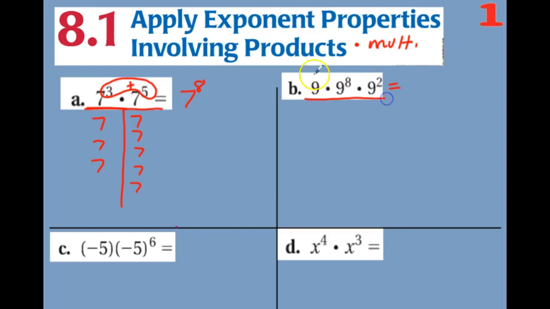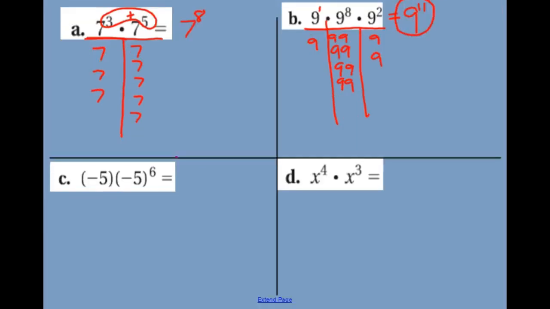We have 3 terms here. This is really 9 to the power of 1. We normally don't write that because we know it's just 9. But then this is 9 8 times. 1, 2, 3, 4, 5, 6, 7, 8. And this is 9 2 times. So total, we have 8, 9, 10, 11 9s. So 9 multiplied 11 times. So that's our answer. We simplified.